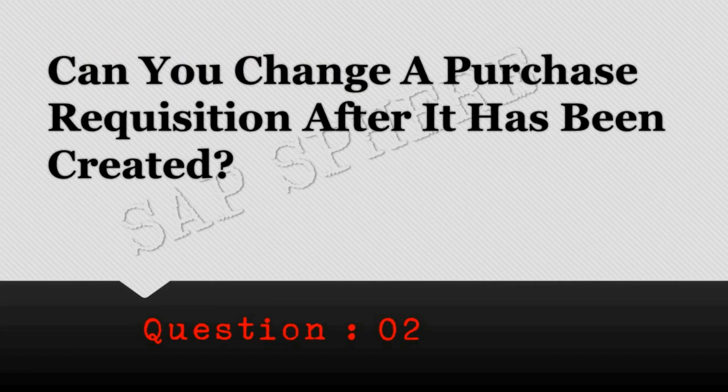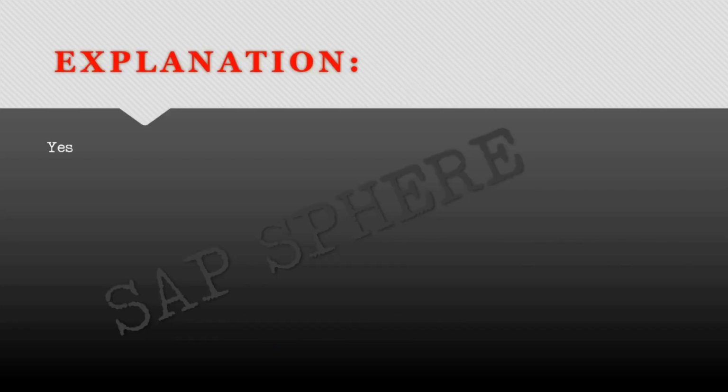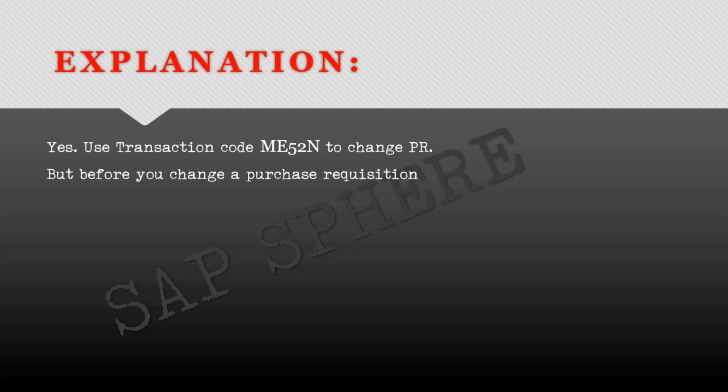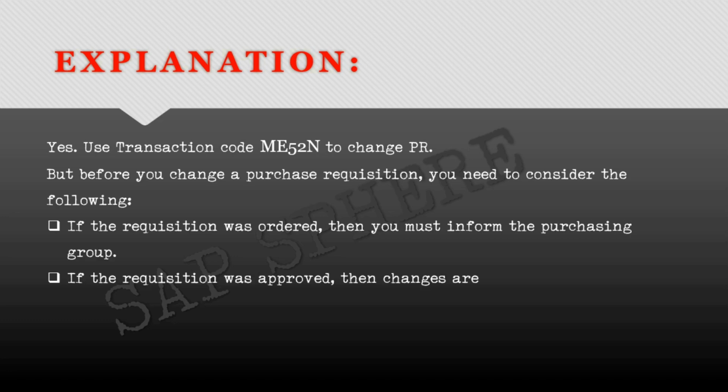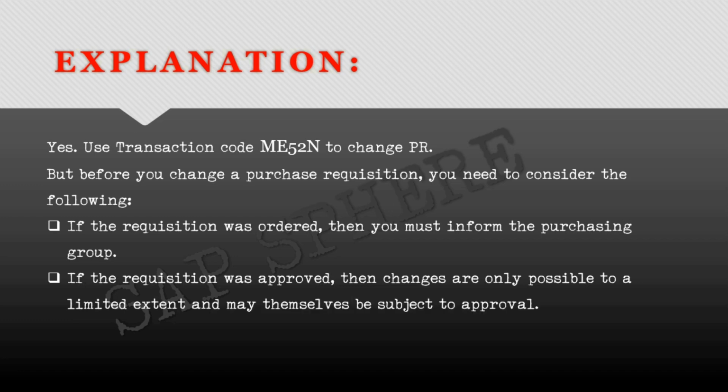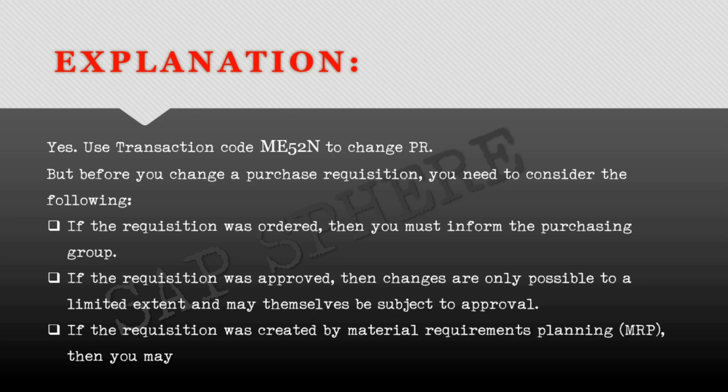Can you change a purchase requisition after it has been created? Yes, use transaction code ME52N to change purchase requisition. But before you change a purchase requisition, you need to consider the following. If the requisition was ordered, then you must inform the purchasing group. If the requisition was approved, then changes are only possible to a limited extent and may themselves be subject to approval. If the requisition was created by material requirements planning, then you may not be able to change the requisition.